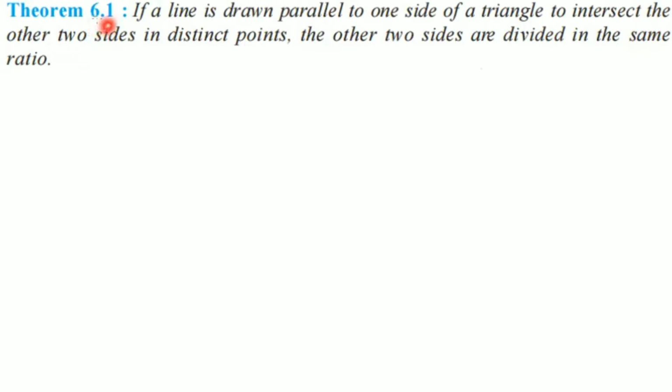Theorem 6.1 from the chapter Triangles, Class 10 CBSE Mathematics. If a line is drawn parallel to one side of a triangle to intersect the other two sides in distinct points, the other two sides are divided in the same ratio. So let me explain what that is.